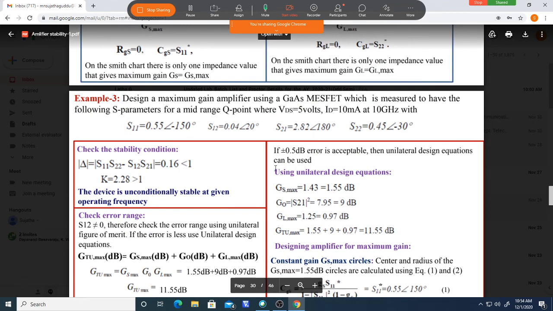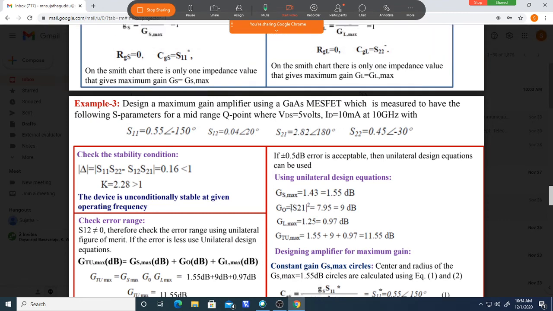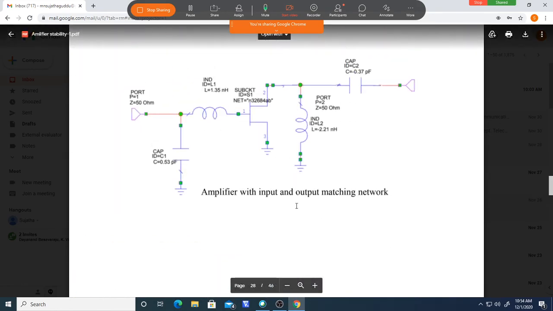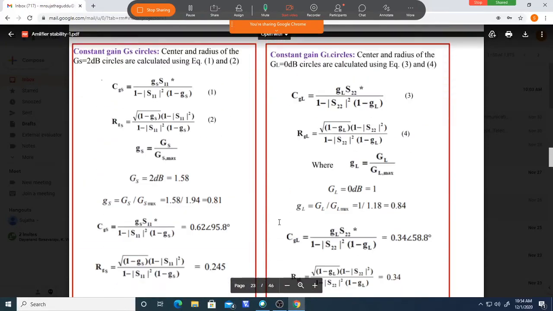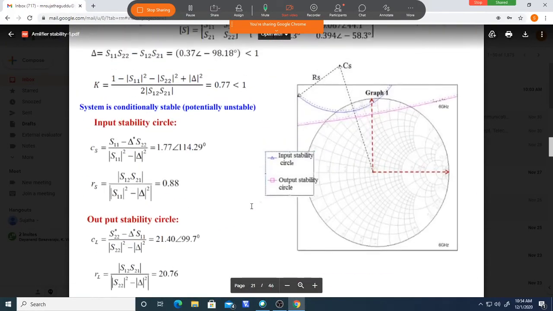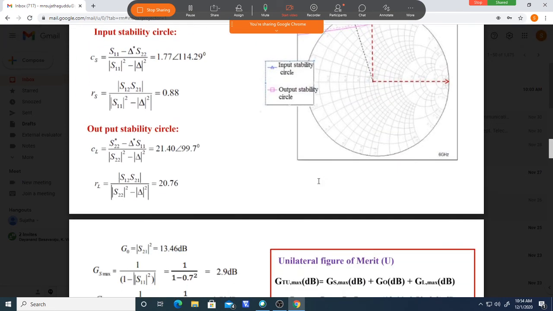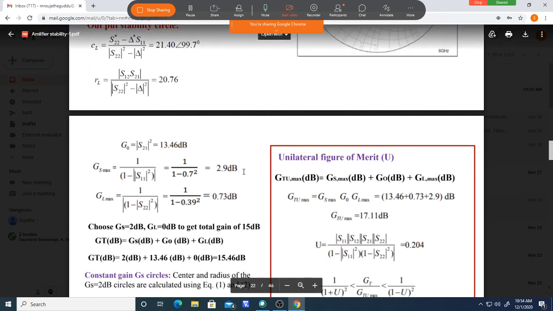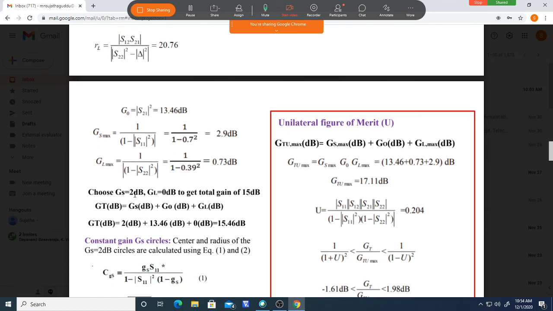Here again, there is no need to draw the gain circles. But for a high gain amplifier design, they will specify the gain value. What is the gain required? They will specify the gain required, and you should take the required value. Even though 2.9 is the maximum we can get, you should not design for that value. Only 2 dB we have taken.